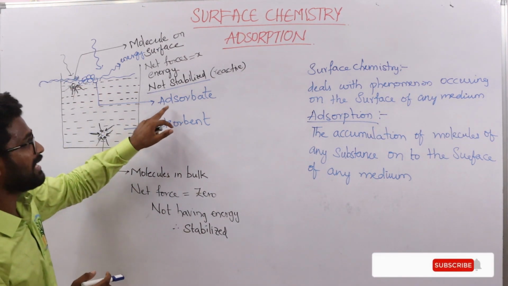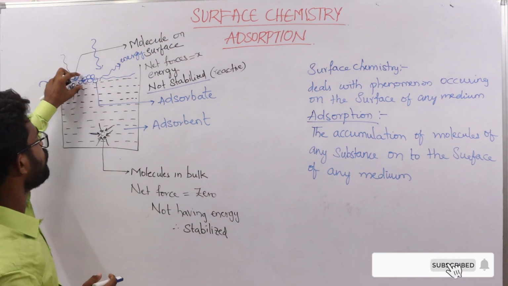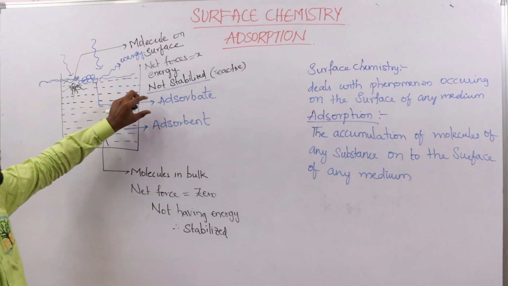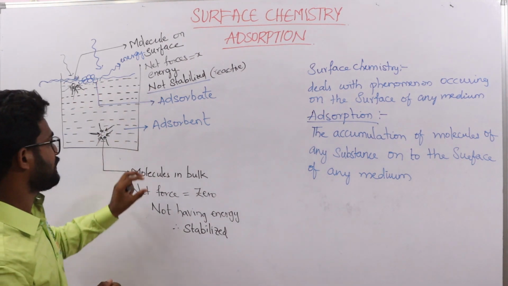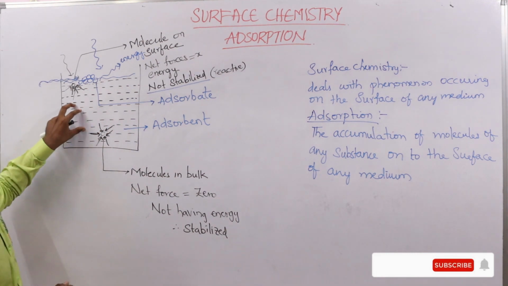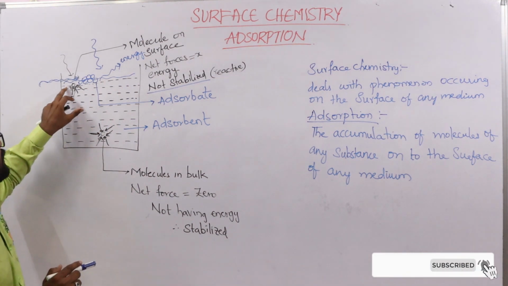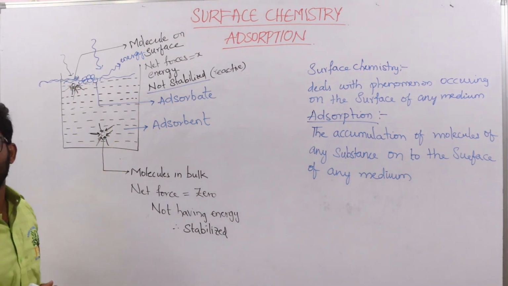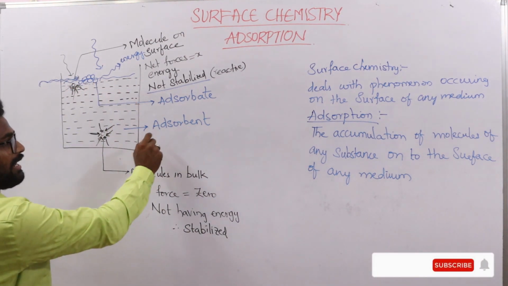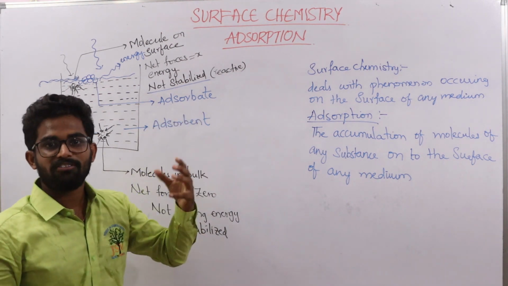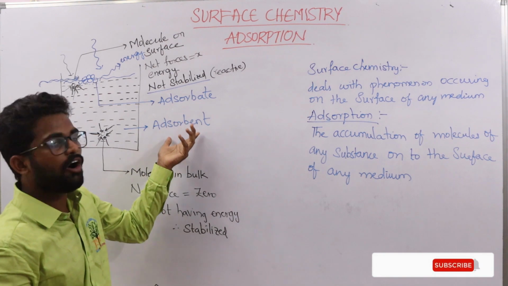Okay, so what is adsorbate now? The molecules which are accumulating on the surface of any medium are called the adsorbate. Whereas the adsorbent is the medium which is providing the surface for adsorption.